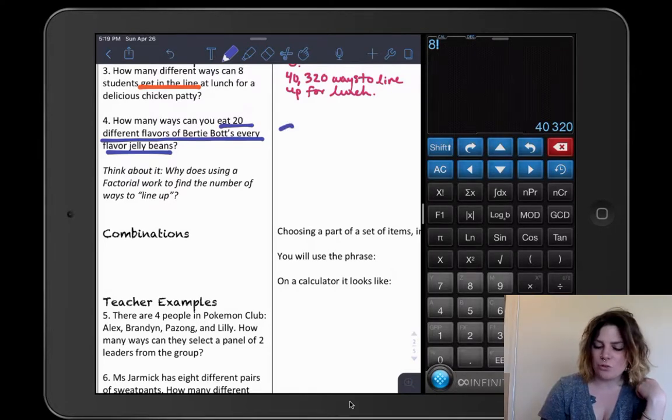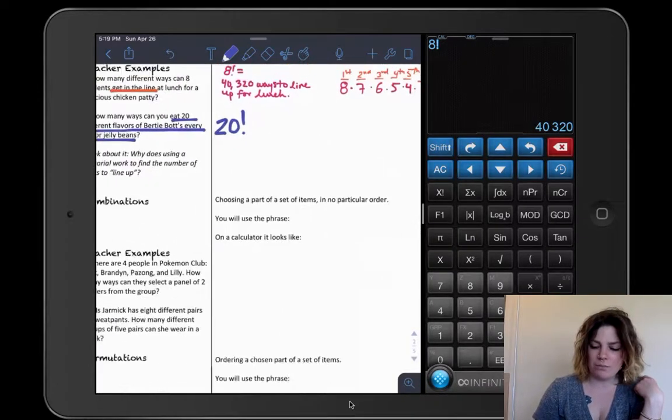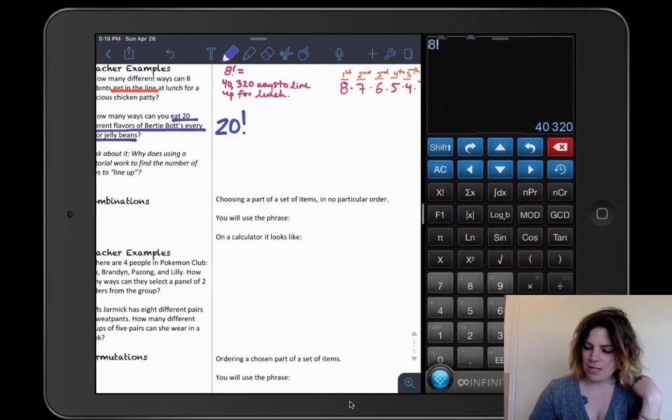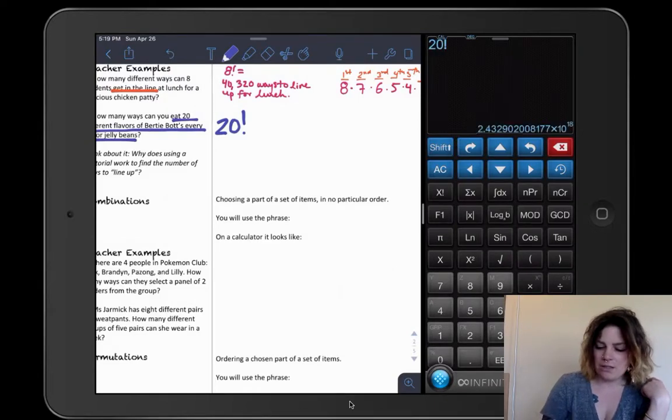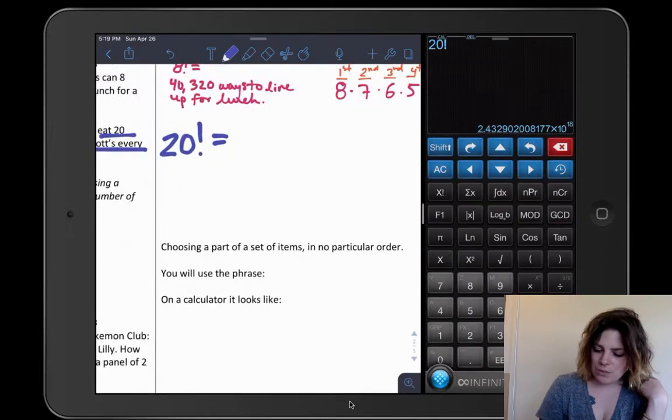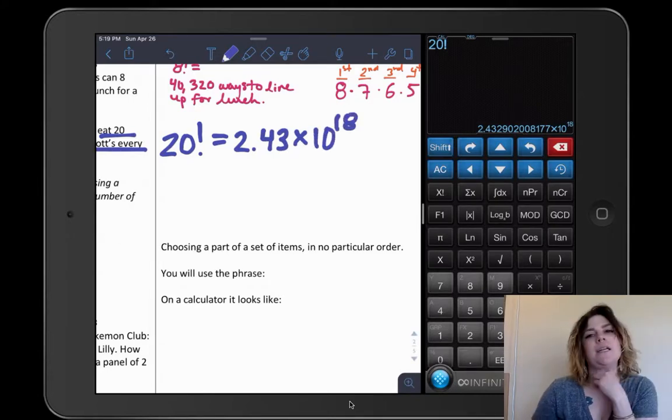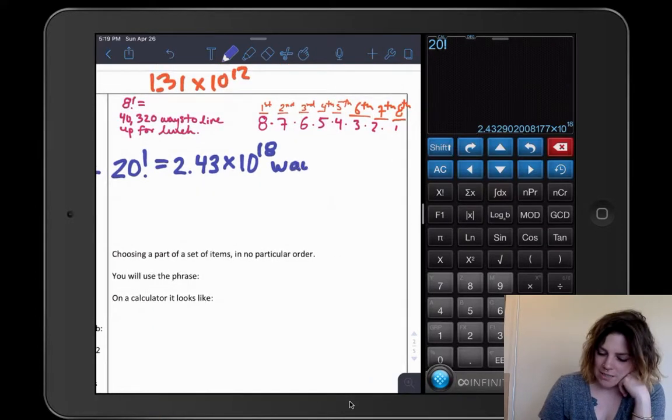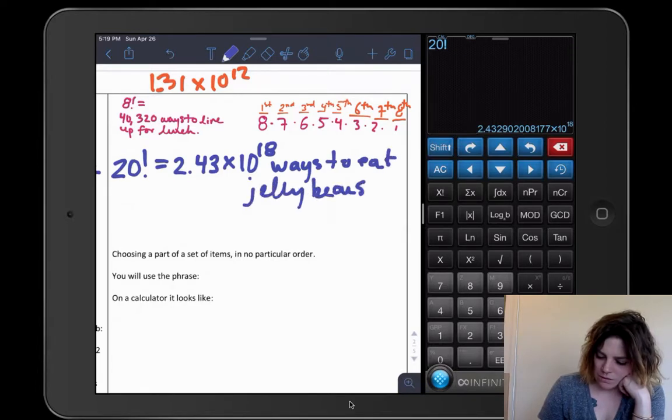So you have 20 jelly beans, and you are ordering all of them. Now, this is going to be a really big number. Again, on the formatives, I don't have anything this big that you'd need to do, but if I did, you would want to round it to the 100th place and write it in scientific notation like this. And this is ways to eat jelly beans in order.